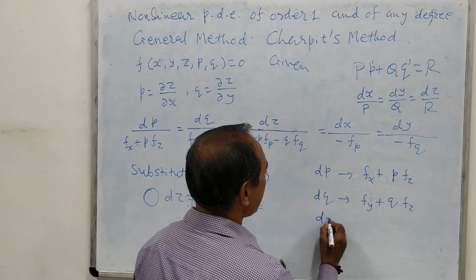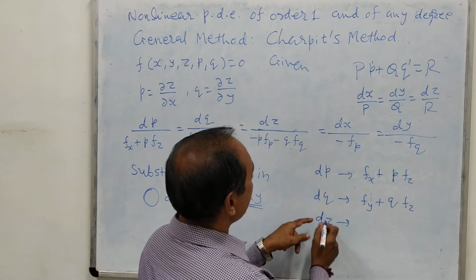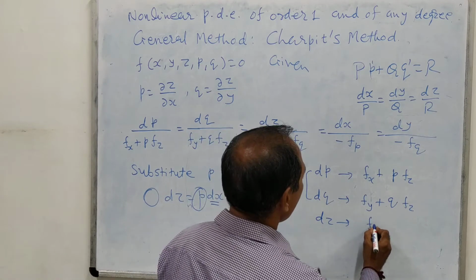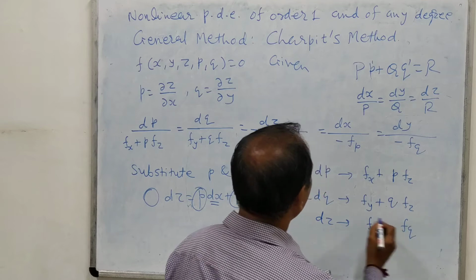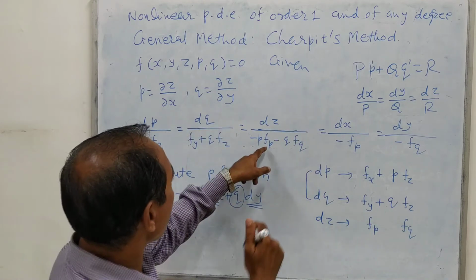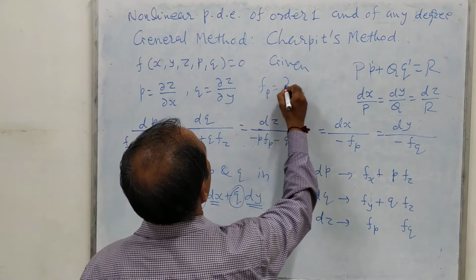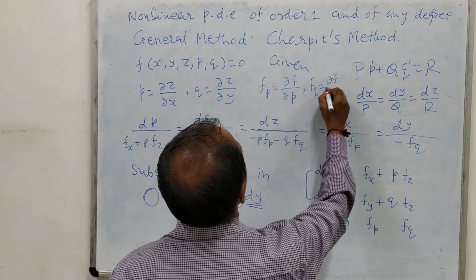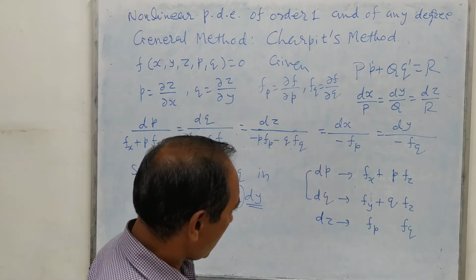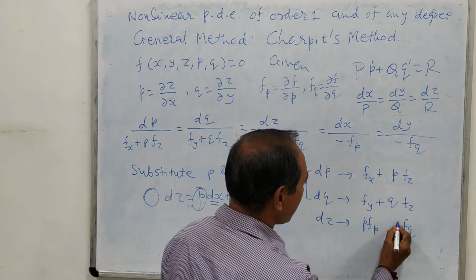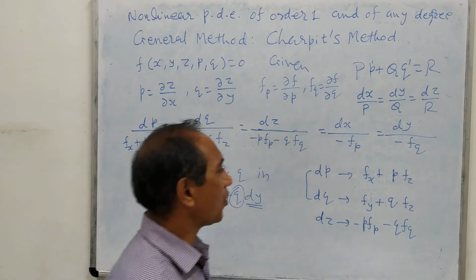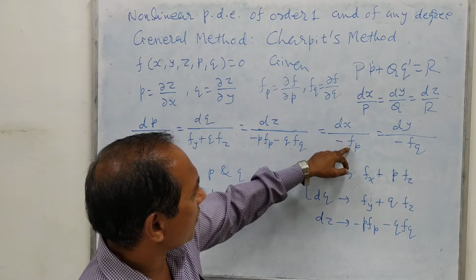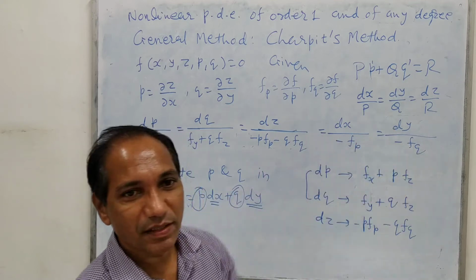Then comes dz. When we want to write dz, consider these two things, dp and dq. So these are fp and fq, related with derivatives. Here fp means the derivative of f with respect to p, and fq means the derivative of f with respect to q. So multiply this fp by p and this fq by q, and put a minus sign in both. And then dx upon minus fp is very easy, and dy upon minus fq.